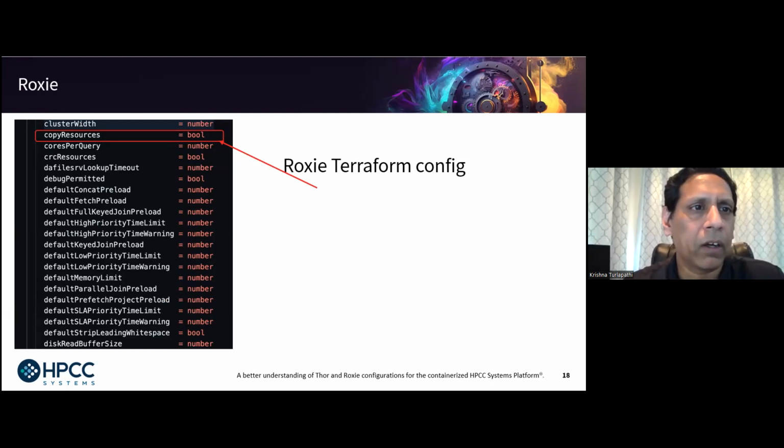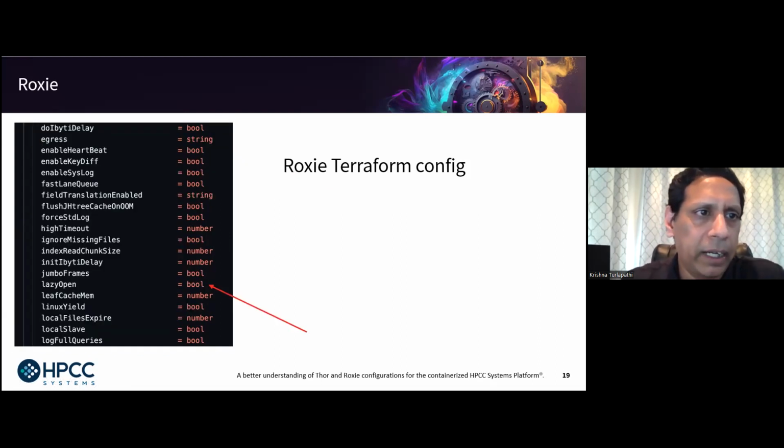Then you have copy resources, which is a Boolean. Then we have data files are lookup timeout, debug permitted. Then you have the default memory limit, which is down here. Then you have default SLA priority time limit. Then you have default SLA priority time warning. Then disk read buffer sizes.